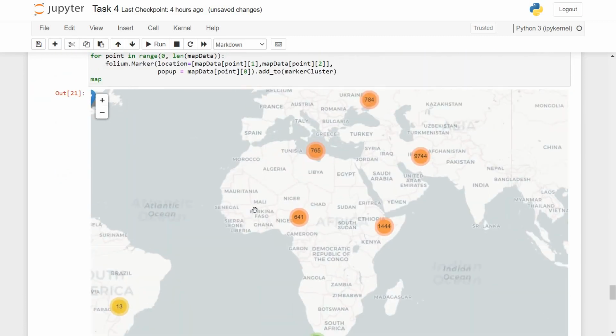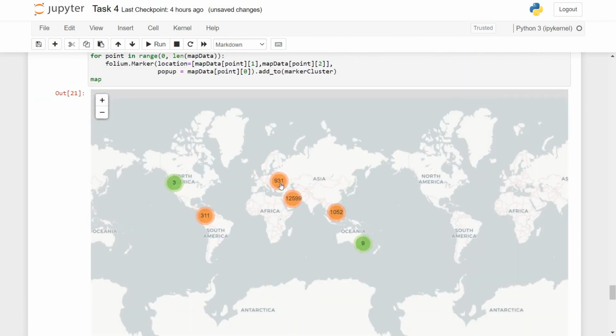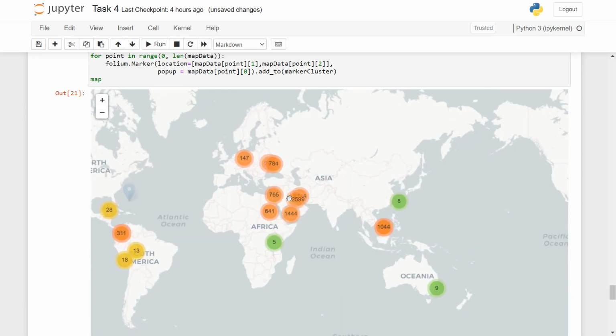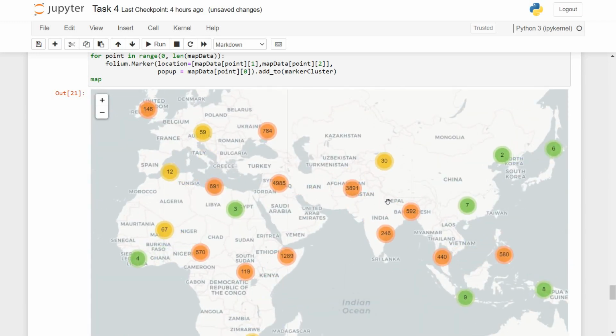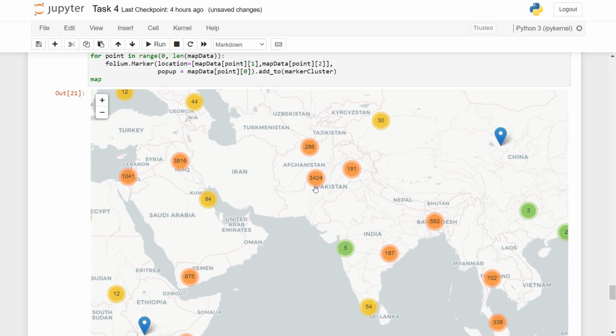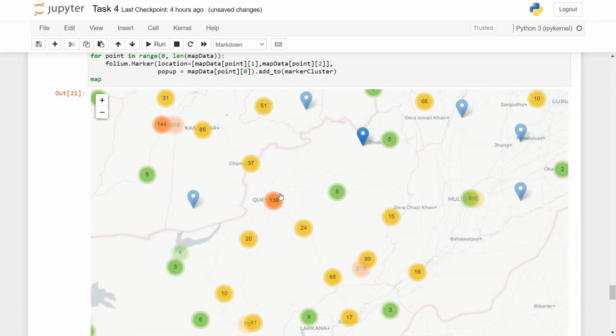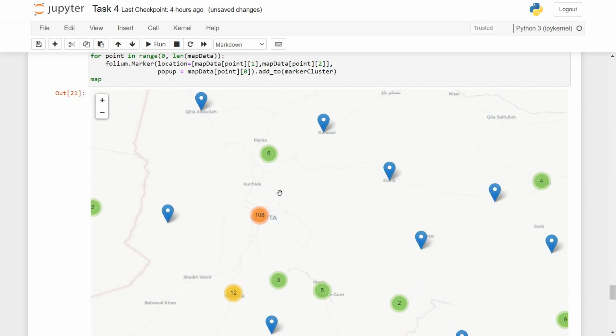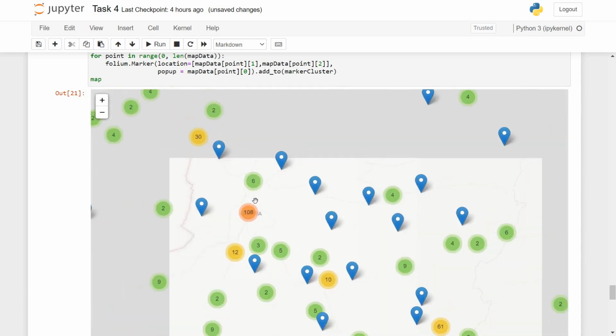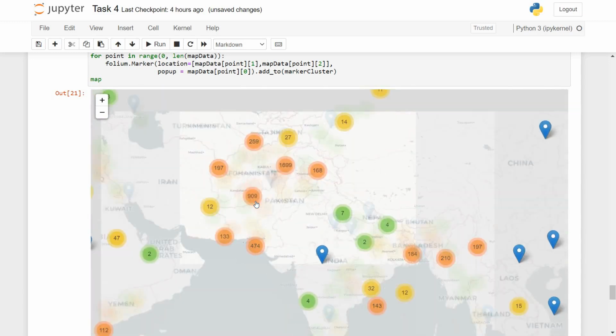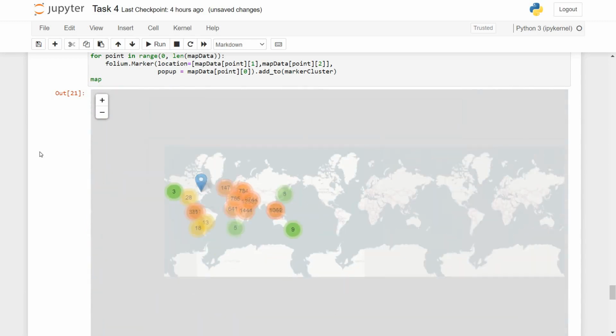This is the Folium loaded. You can see these are the hard zones. If you zoom in, you can find them. You can see these are the hard zones: Afghanistan, Pakistan, like that. If you zoom in, it can separate and tell what the hard zones are. Okay, you can see this is the hard zone map.